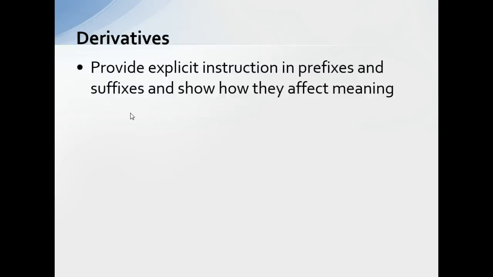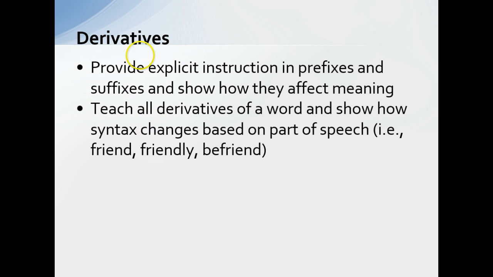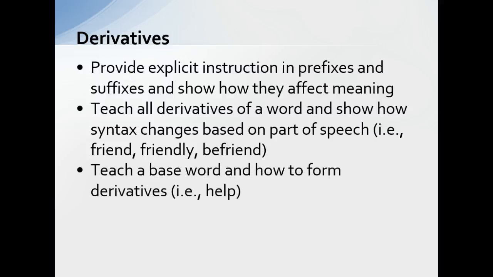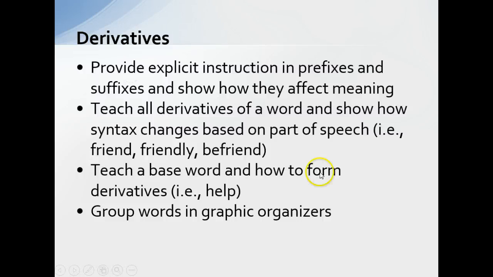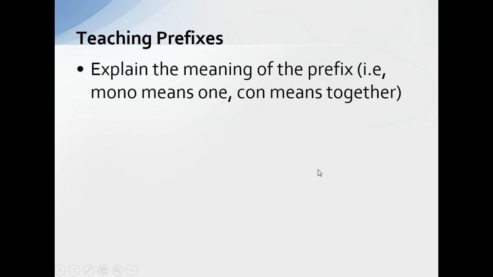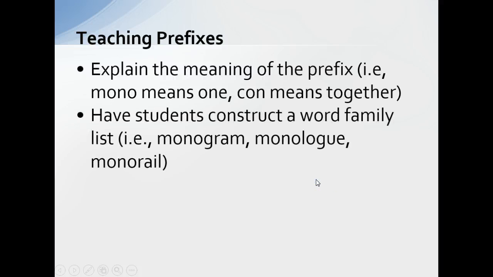So then we have derivatives. Provide explicit instruction in prefixes and suffixes and show how they affect meaning. And we want to teach all derivations of a word and show how syntax changes based on the part of speech. Friend, friendly, befriend. Teach a base word and how to form derivatives. Group words and graphic organize. Then for teaching prefixes, we want to explain the meaning of the prefix. For example, mono means one and con means together. Have students construct a word family list. Monogram, monologue, monorail. This is extremely helpful for students to recognize patterns and relationships.